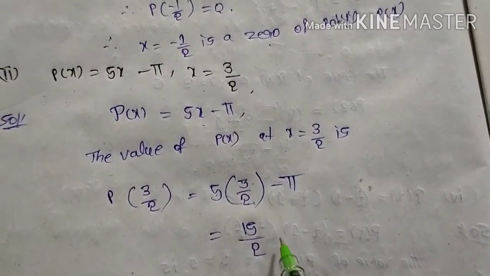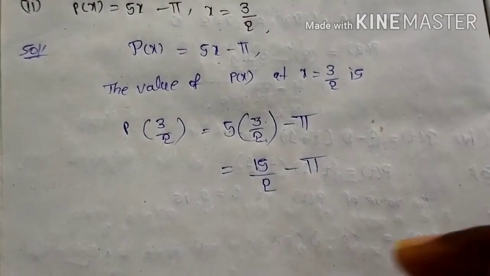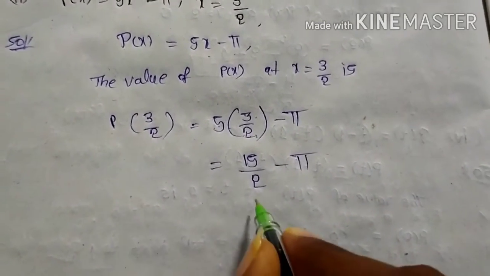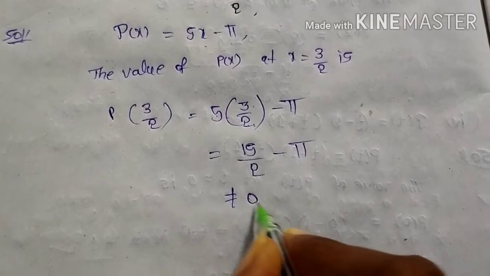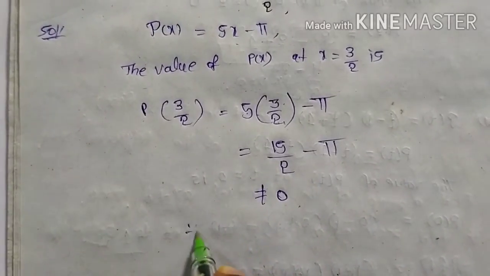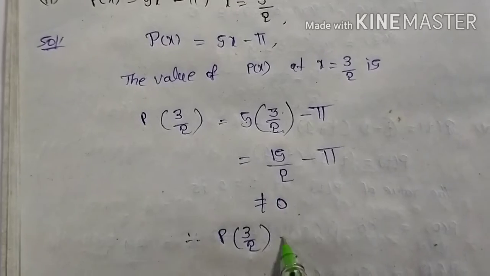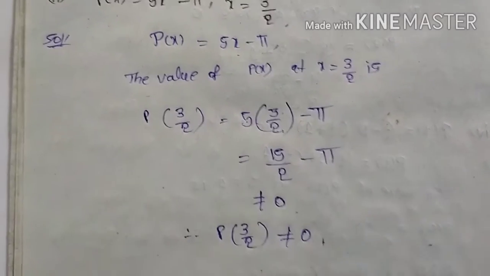15 by 2 minus 5. See, even though you simplify, it is not equal to 0. Yes or no? It will be not equal to 0. So you can say here directly, therefore, p of 3 by 2 is not equal to 0.